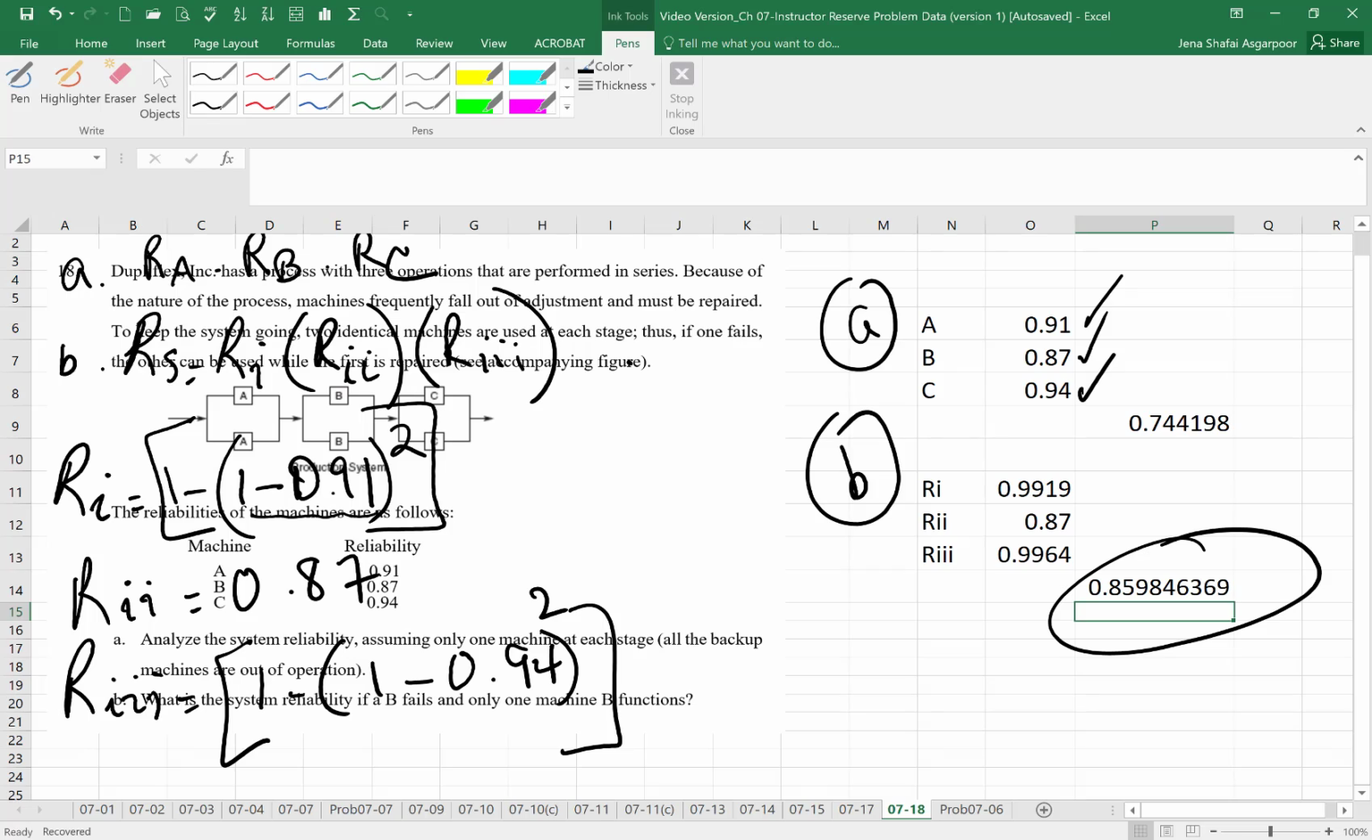So when we go to a redundant system where A and C are working and only one B is working, then our reliability of the system increases by about 0.12. So that's 12%. So that's pretty good.